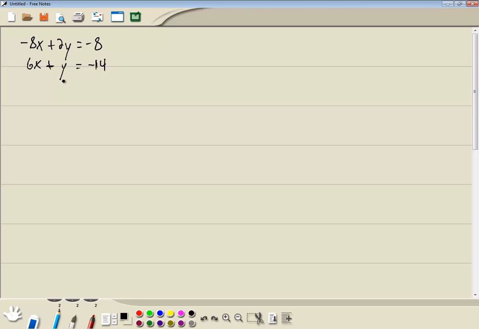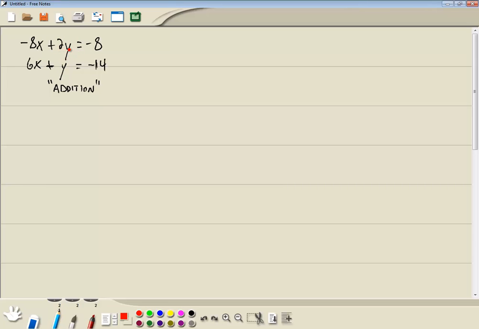First method I'm going to show is the addition method, elimination method. Now, addition method works out well if you already have both of your variable terms on the left side. So you have negative 8x here and 2y here, and then 6x and y here, and then numbers on the other side. Now what we want to do is add these together, but we want one of the variables to be eliminated. Some books call this the elimination method.